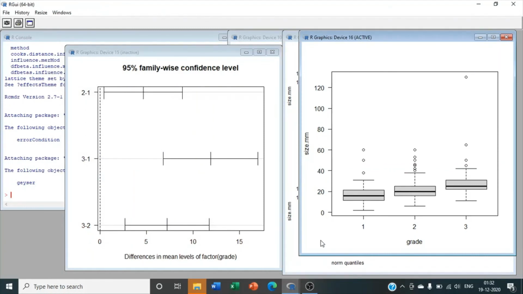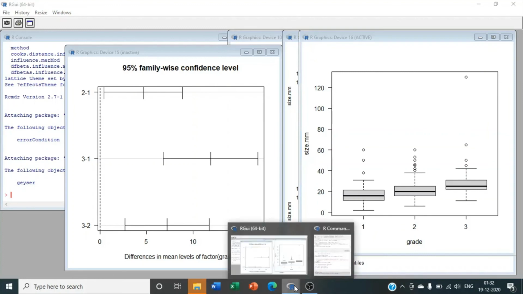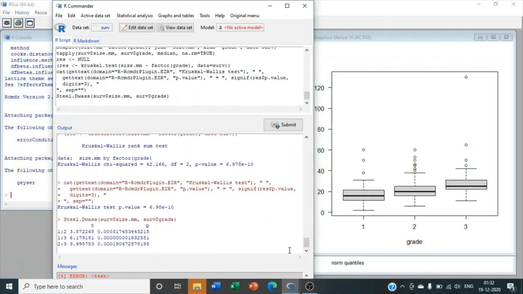First, we are greeted by the visualization of the differences, but we can go to the output window and check out the p-values. The Kruskal-Wallis test p-value is 6.98 E minus 10. This just means, as I've already told earlier, E represents 10 to the power of. This p-value means 6.98 into 10 to the power of minus 10, a value far, far, far lesser than 0.01 or 0.05. So it's highly significant.